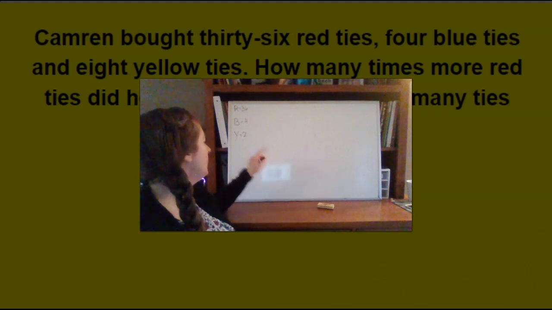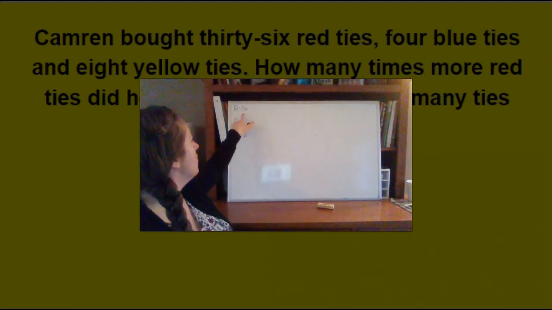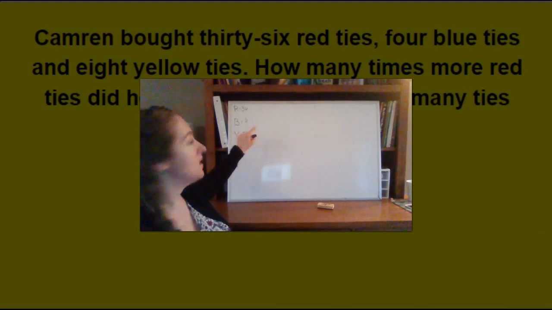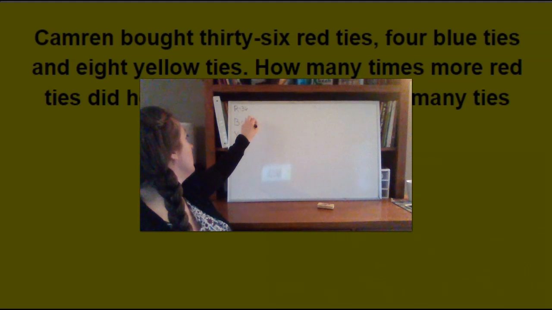So they want to know how many times more red ties does he have than blue ties. So because when they're asking how many times more, they're not giving it to you, that means that we have to find the amount of times it is. So that makes this one automatically our unit. So this unit is worth 4, okay?